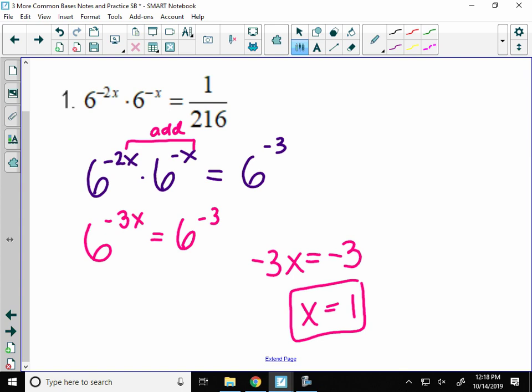Okay. Now, how can I check these? These are easy to check. How do I do that? Yeah, so what I would do is take your calculator, type 6 to the negative 2 times 1 times 6 to the negative first, and see if you get 1 over 216. Okay. That's an easy one. Let's try another.